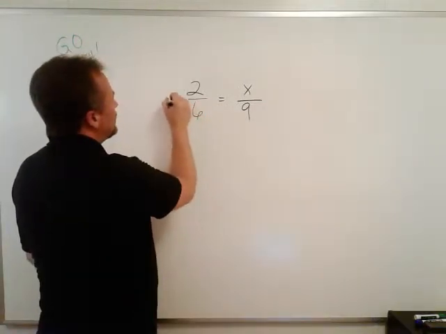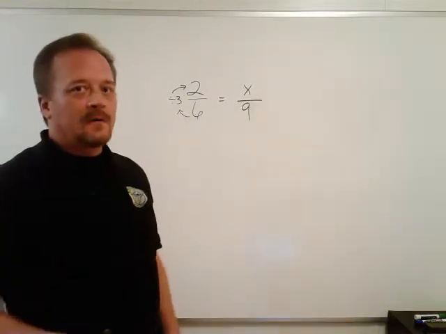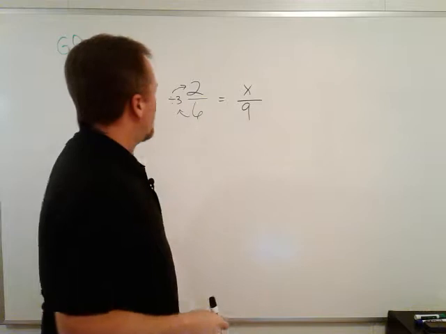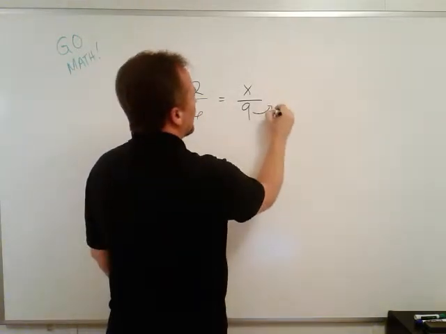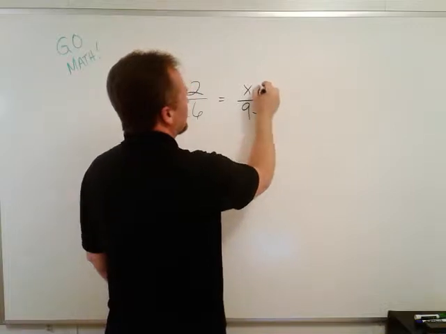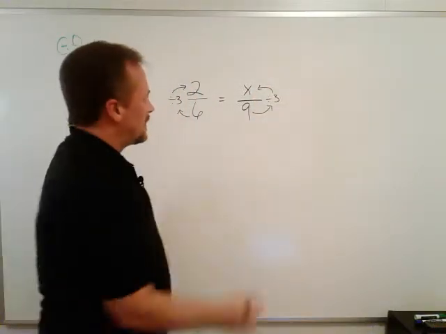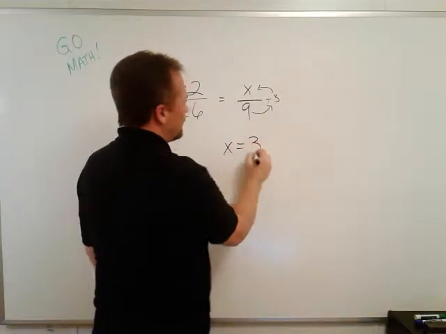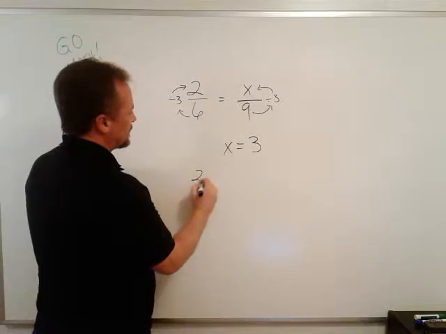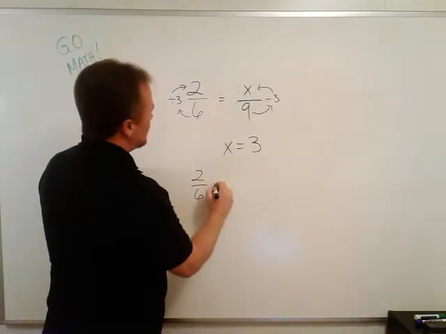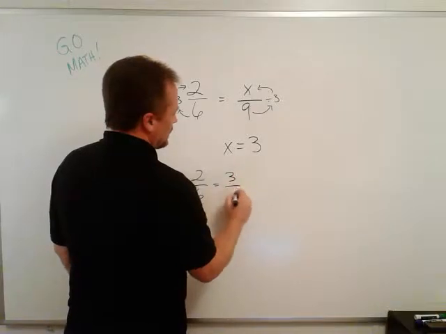6 divided by 3 will give me 2, correct? Okay, so that means I have to use that exact same thing over here. 9 divided by 3 gives me, so what is x? 9 divided by 3 is 3. Okay, so if I want to rewrite this ratio so it's nice and clean, 2 to 6 is proportional to 3 to 9.